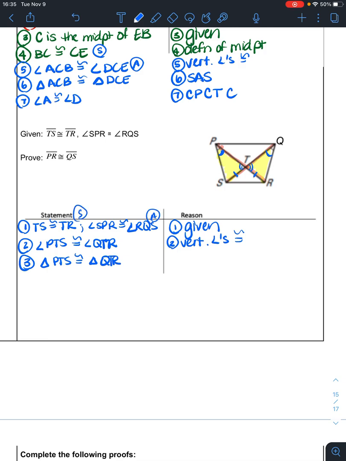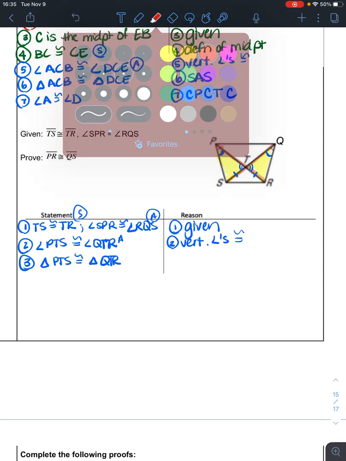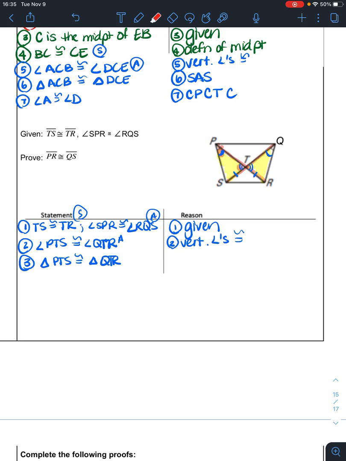I have three pieces, right? I have a side, I have an angle, and I have an angle. And the side is not in between. It is touching one angle but not the other. So those triangles are congruent by angle, angle, side. Now what I'm trying to prove is that PR is congruent.